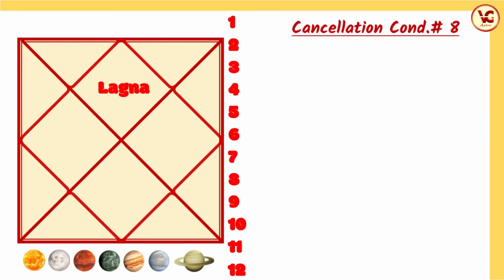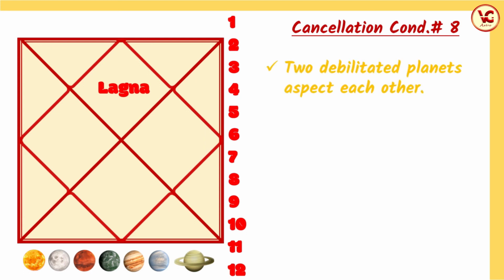Moving to the next condition, condition number 8. Two debilitated planets aspect each other. Very rare example. This is the Aries sign where Saturn is debilitated. If it is aspected by Sun from Libra, then this cancellation will happen. They are cancelling the debilitation status of each other because both are debilitated. Saturn is debilitated in Aries and Sun is debilitated in Libra. This is the first example.